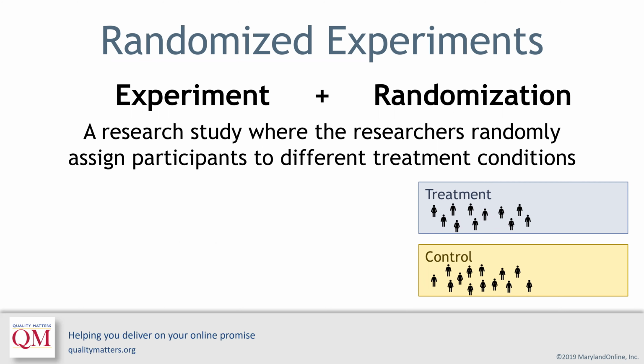This randomized experimental design is sometimes referred to as the gold standard of educational research because it allows us to make causal conclusions. Without the randomization, so without randomly assigning participants to the different groups, we can't definitively attribute any differences to the treatment. Now let's look at some of the pros and cons of using randomized experimental designs when we're conducting research, specifically in online education.